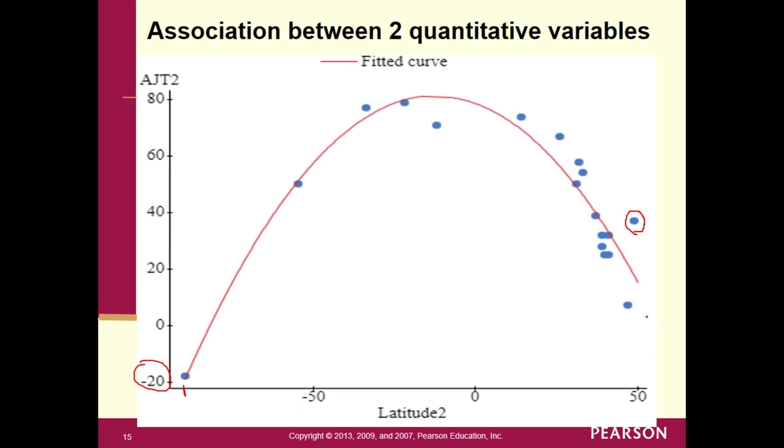What about the other extreme? If you go to the North Pole, you're going to be at 90. And what happens at the North Pole? It's pretty cold up there too. So is the relationship between average January temperature and latitude a perfectly straight line for a lot of latitudes? The answer is no. Clearly it's not. It's a parabola.